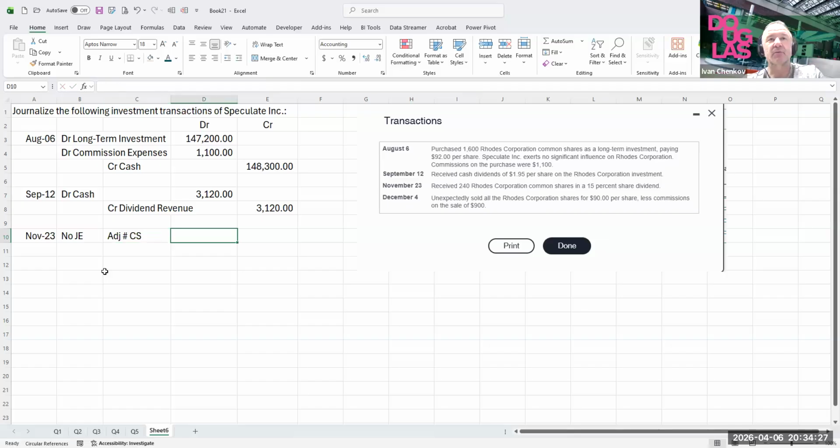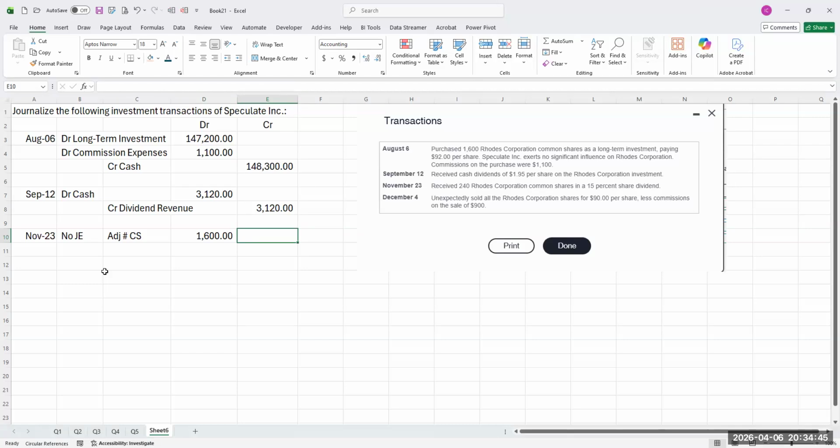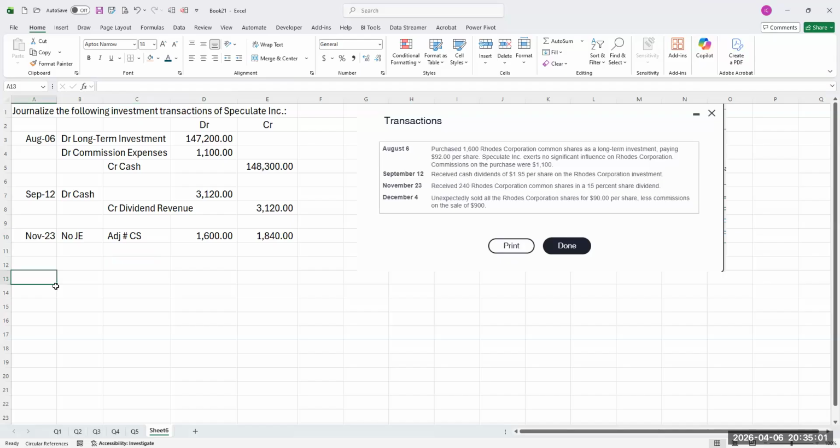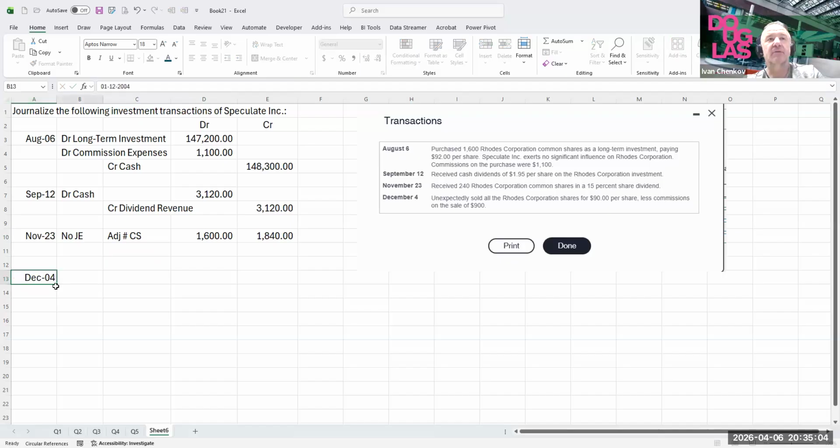of the common shares. So originally we had 1,600, correct? Now that becomes different: 1,840 common shares. I did it off the top of my head: 1,600 times 1.15, right? 1,840 shares, right? That's the new number of shares. Then we come to December 04th and we sold everything.